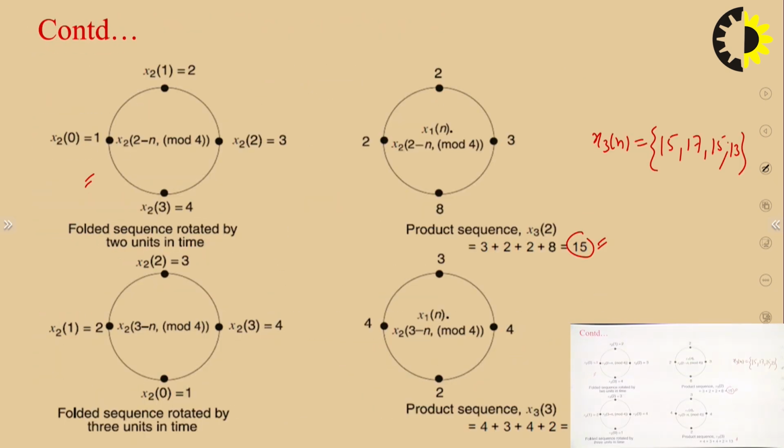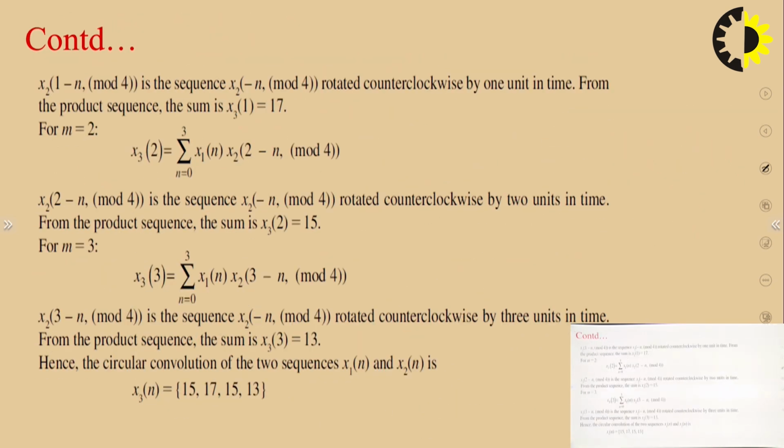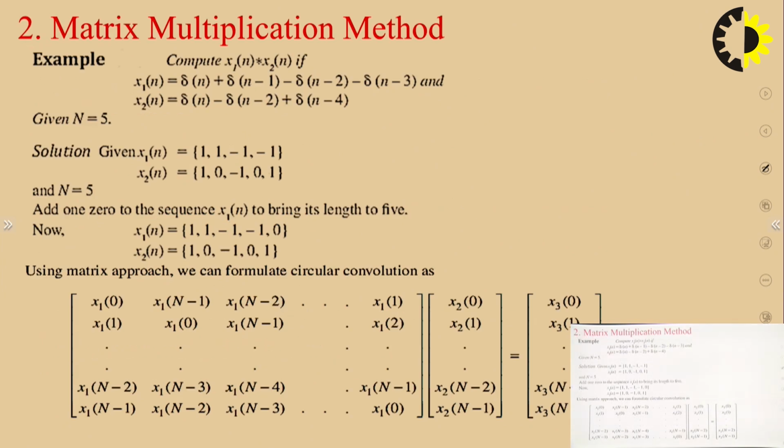But in the graphical method, more important is that you show it graphically by using these circles. Okay. So this is the graphical method. Now the second method is matrix multiplication, which is somewhat easier for a human to calculate. But if we talk about complexity, this method is more complex.